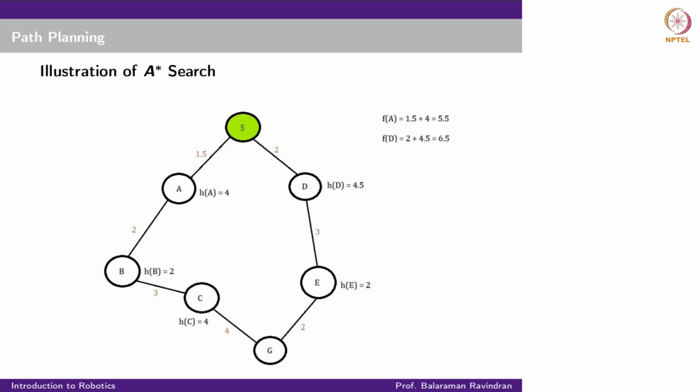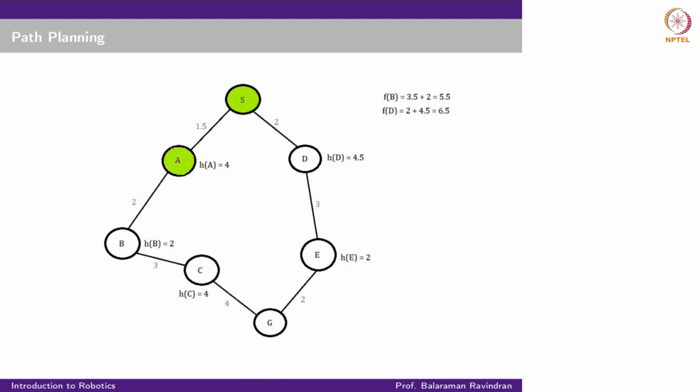So, these brown numbers that you see here are the actual distances of these edges. These are the weights of the edges, and so I start off at node S, right? I'm going to compute the F score for both A and D. The G score for A is 1.5 and the H is 4. Likewise, the G score for D is 2 and the H is 4.5. So I'll take the sum: 1.5 plus 4 gives me 5.5, and 2 plus 4.5 gives me 6.5. Therefore, I'm going to pick A as the next node to expand.